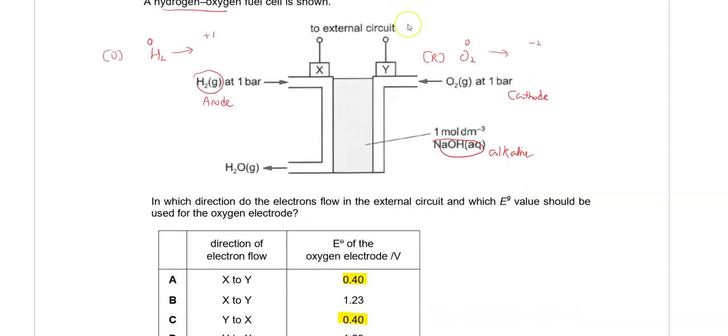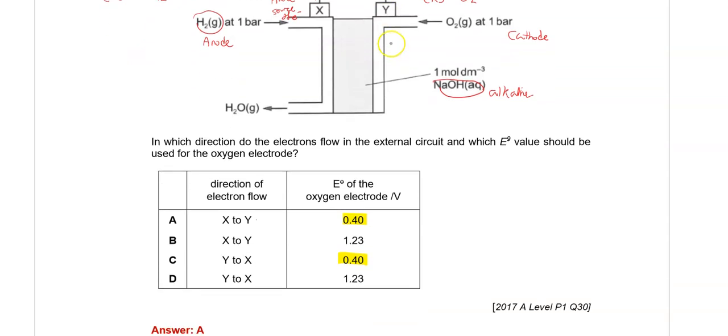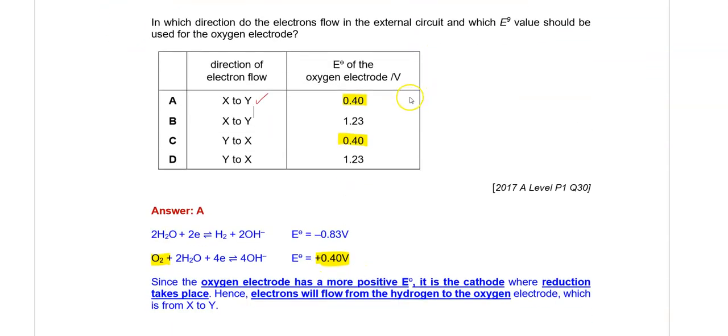And since this is where oxidation occurs, since the hydrogen gas cell X is the anode, it's going to be the source of electrons. So electrons will go from X and come to Y. Okay?